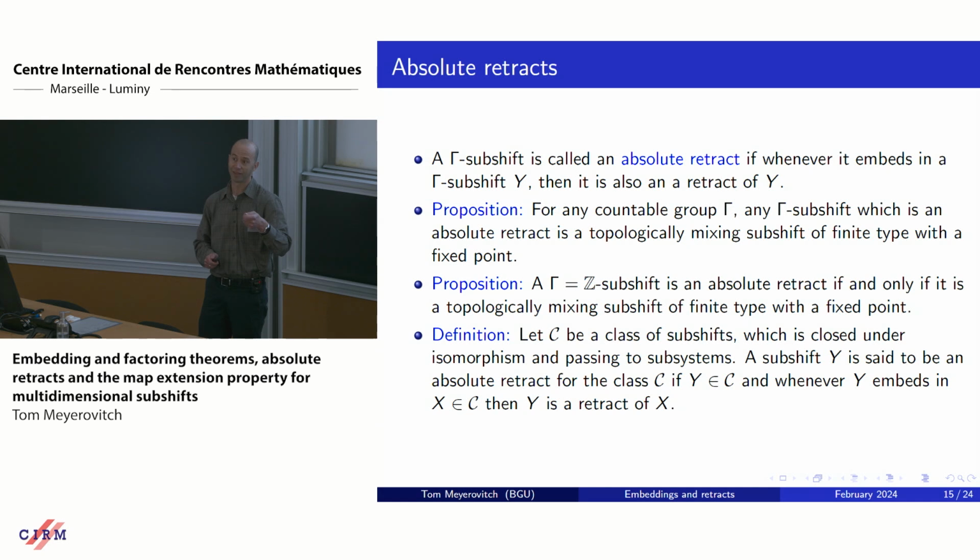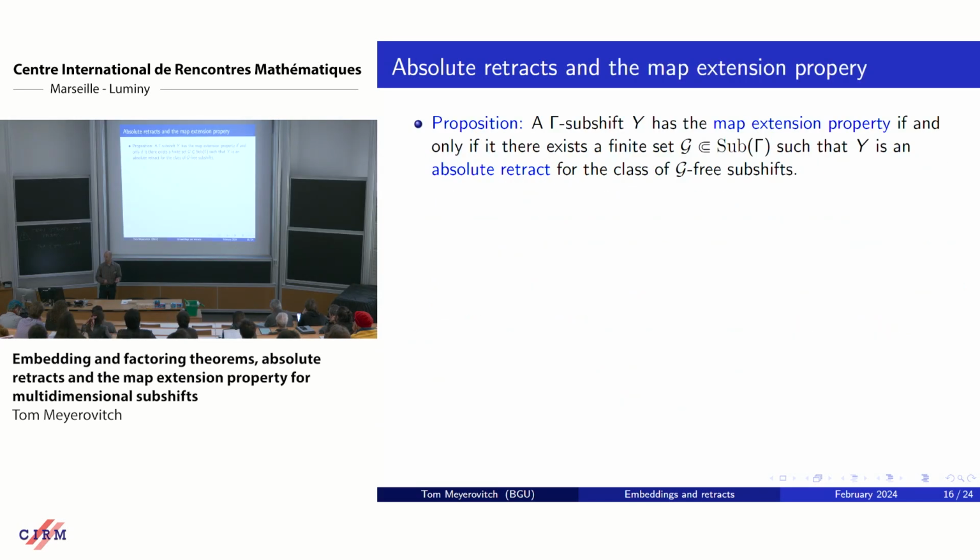I discussed already that Borsuk in the 1930s discussed absolute retracts for some class of spaces. So if I have some class of spaces which is closed under isomorphism and passing to subspaces, to closed subspaces, let's say, then it turns out that the map extension property is the same as to say you're an absolute retract for some class of subshifts. Okay, if you have a fixed point, it's for all subshifts. If you don't have a fixed point, it's for the subshifts that avoid the obstructions due to the fact that you are missing some fixed point, some periodic points. That turns out to be the case. And so, for example, if you have a fixed point, to have the map extension property is the same as to say you're a retract of the full shift.